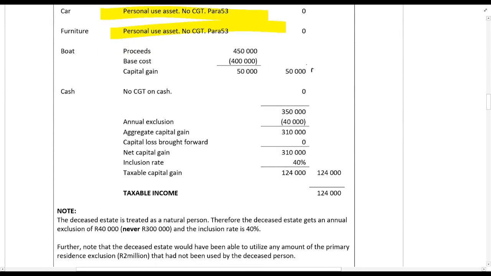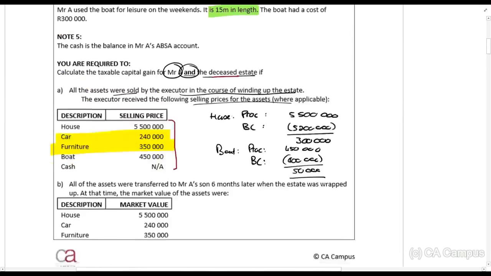So there we go. So guys, pay attention. You add everything up. There's an annual exclusion. See, the deceased estate still gets that, right? But look at the annual exclusion. It's 40,000. It's not 300,000 ever. It's just a deceased taxpayer, right? And 40%. There we go. Alright, so that was part A.